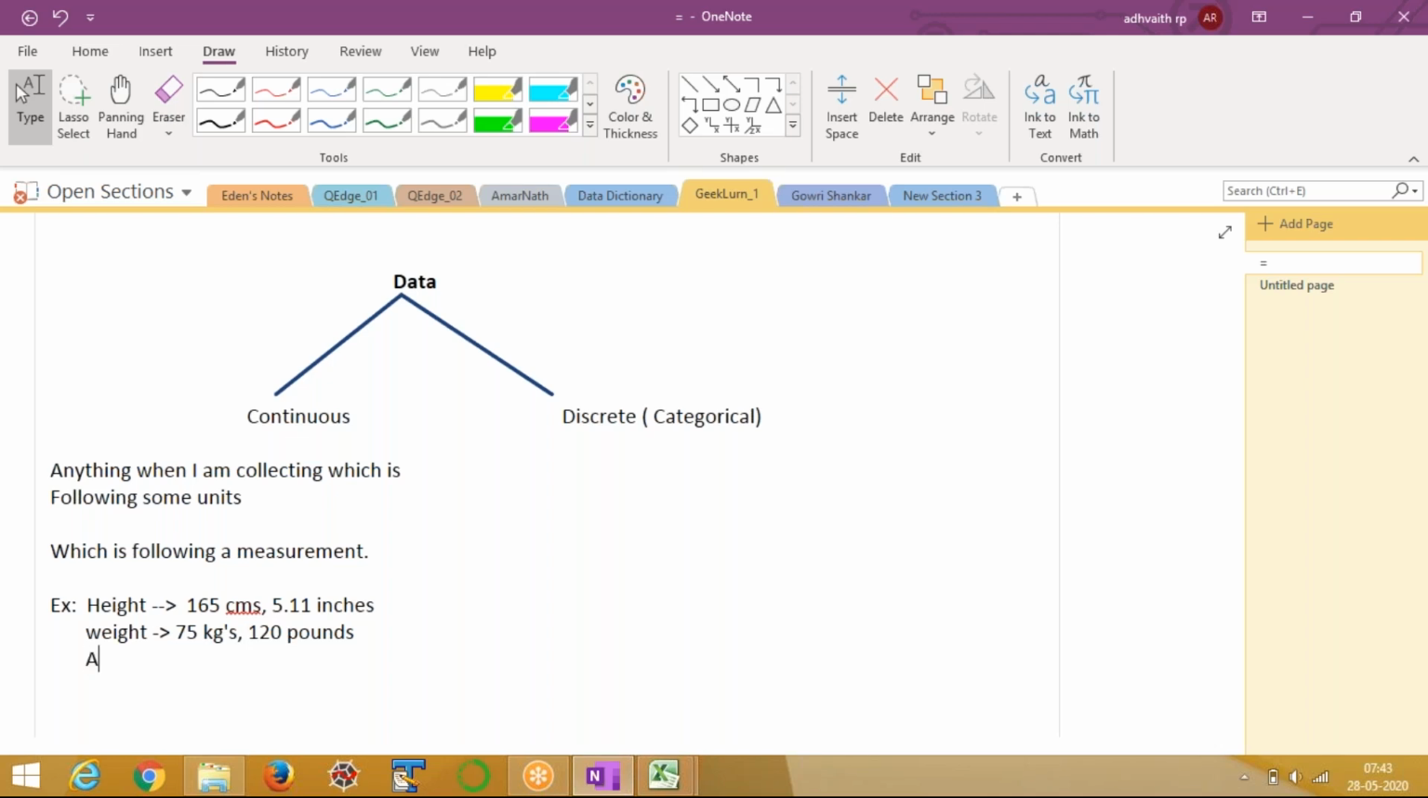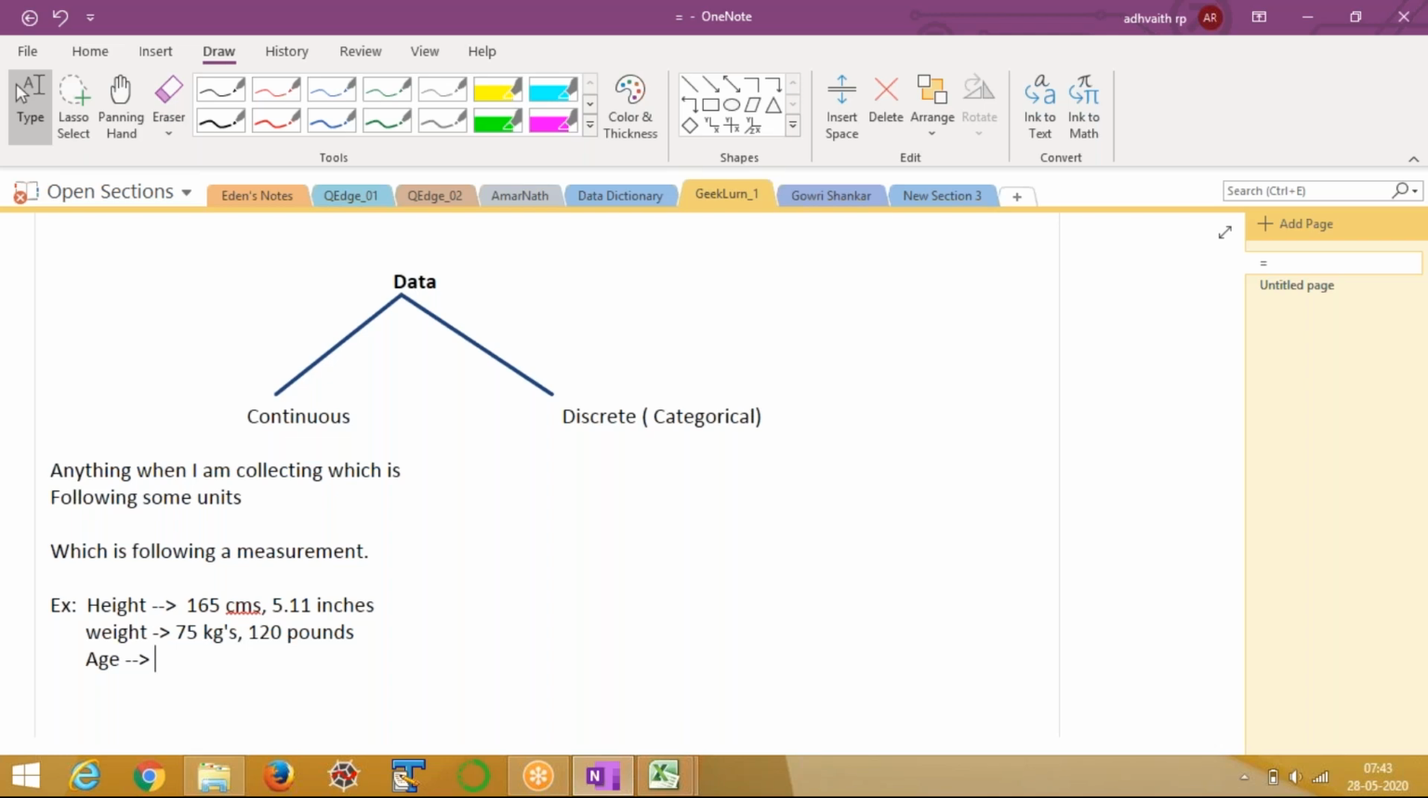Height, weight, age of a person. If I am taking age in an employment office, I mean a company, the minimum age will be 21, 22 years, and the maximum age is around 60, 65 years. If I am taking age in a school, the minimum age will be 3 years, and the maximum age will be 15 years.